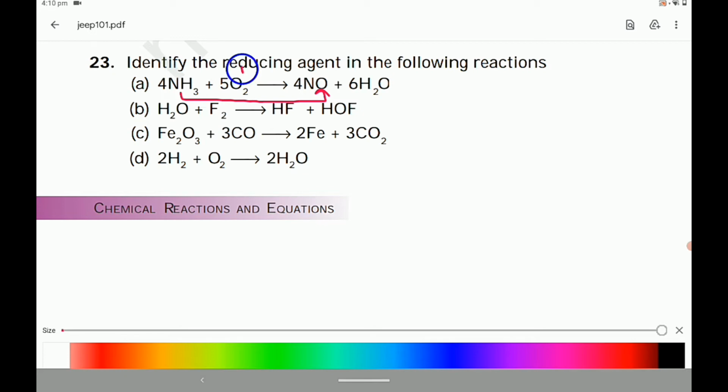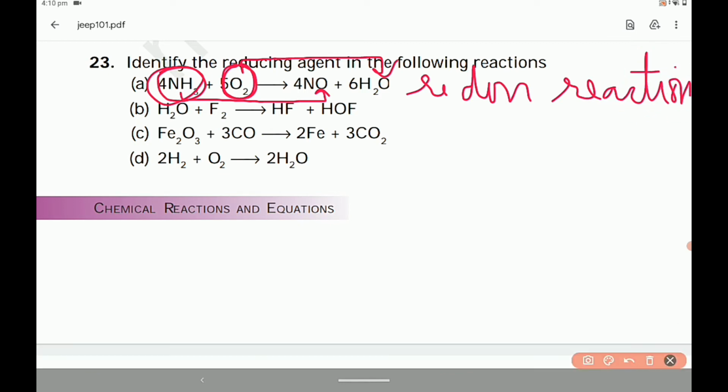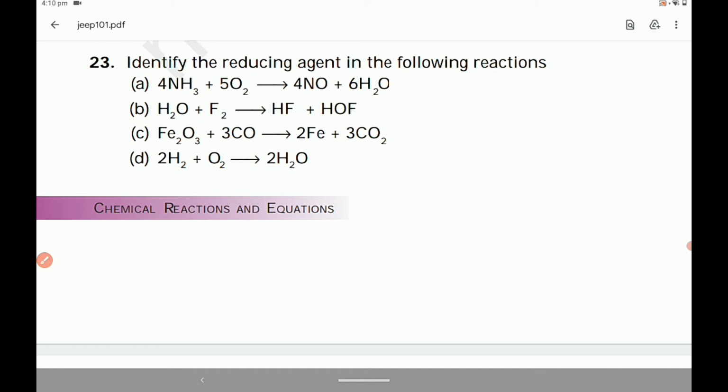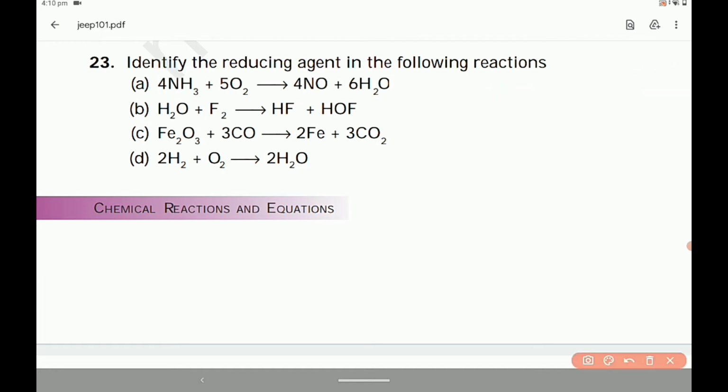What about this one? Oxygen is gaining hydrogen actually. So it is reduction, that means this one will be an oxidizing agent while this is a reducing agent. Finally, it's a redox reaction.